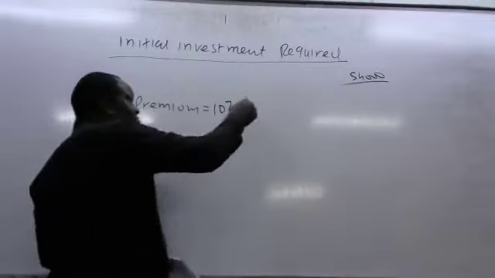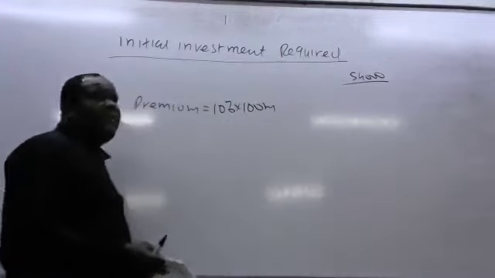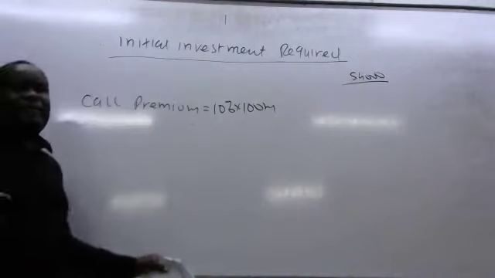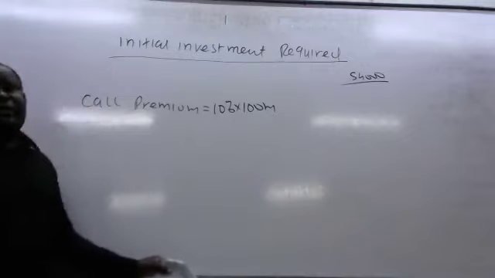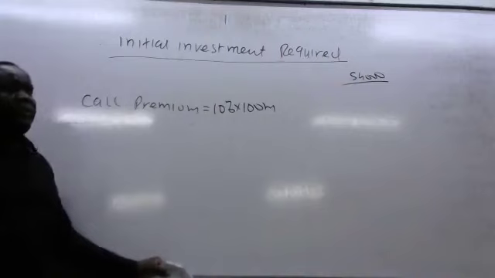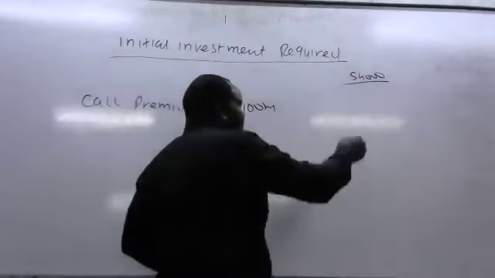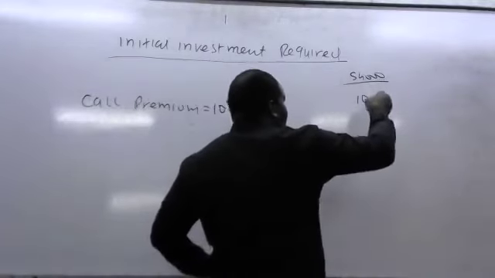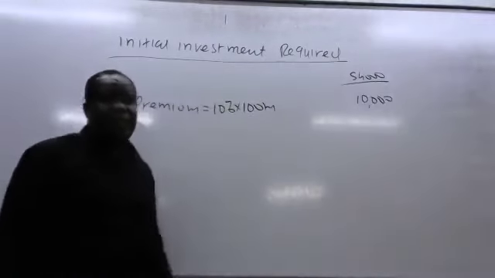So the call premium is the penalty they charge you on the par value of the old bond for repaying earlier than the maturity period. So it is 10% of the par value. What is 10% of 100 million? It will give us 10 million. There are 3 zeros at the top.